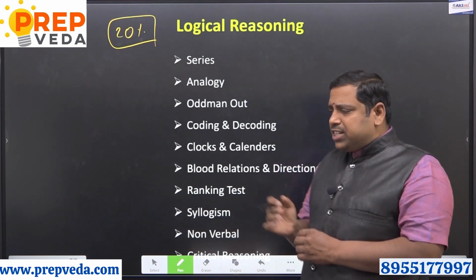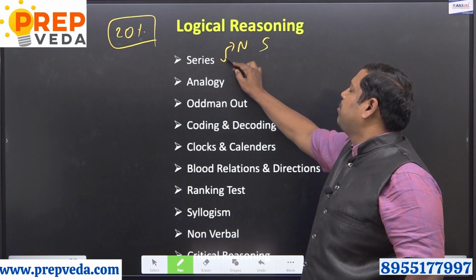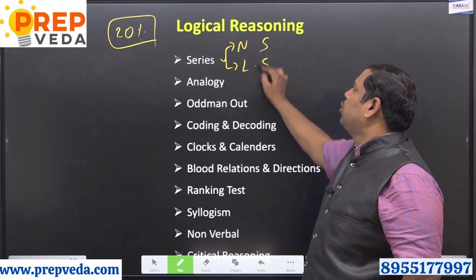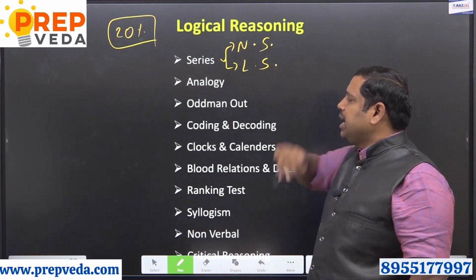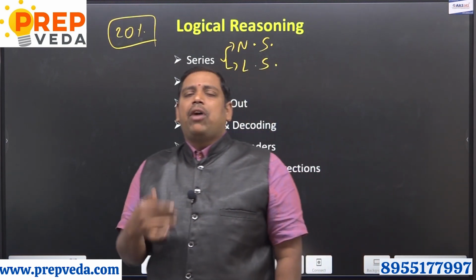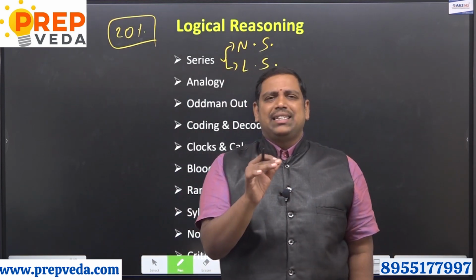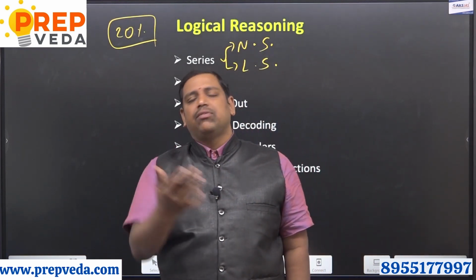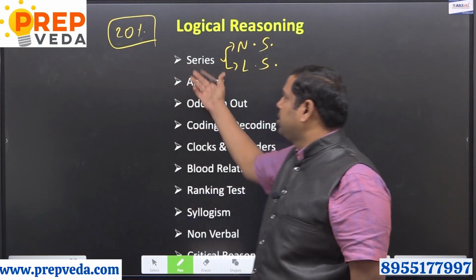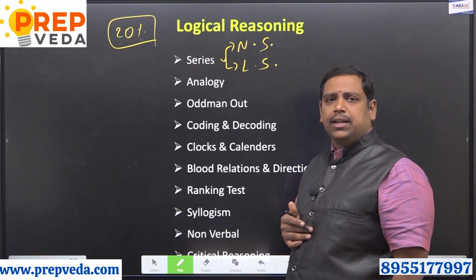Okay, first one, series. Series has two types. Number one, number series. Number two, letter series. Don't worry, we will discuss both here. Apart from these two, we have another one called alphabetic series. Actually, letter series and alphabetic series mean the same, but the type of questions asked will be different. We will discuss number series, letter series, and alphabet series here.